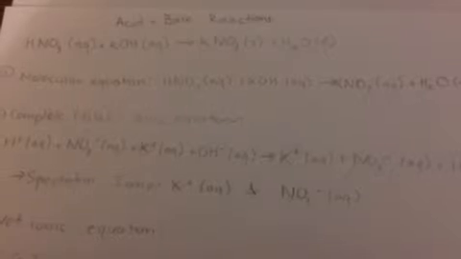I will use the equation HNO3, nitric acid, aqueous, and potassium hydroxide reacting to make potassium nitrate and water. The first equation is the molecular equation, which is already given to us. Now, when you get this equation, you always have to check because it has to be balanced. If it's not balanced, balance it first.